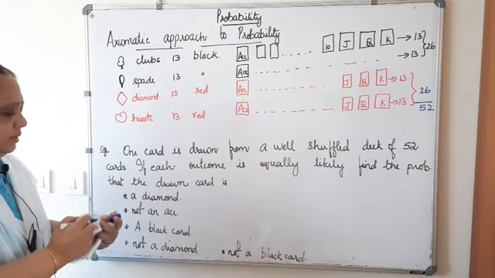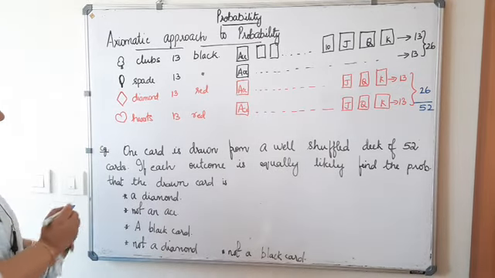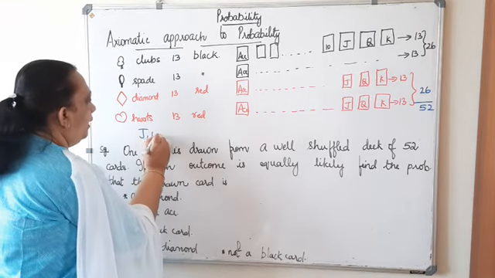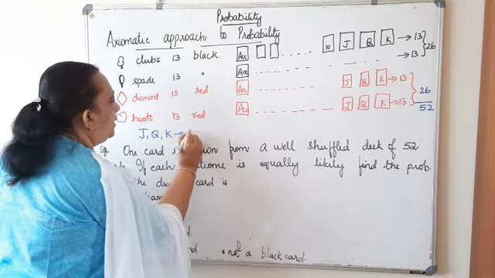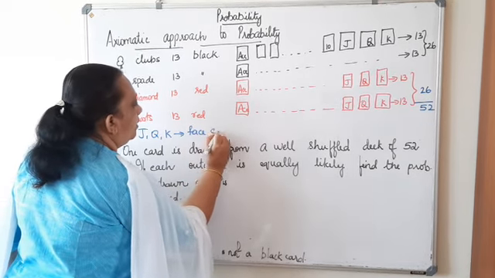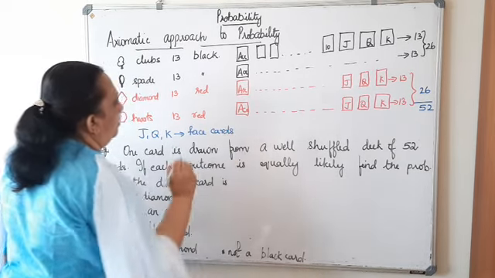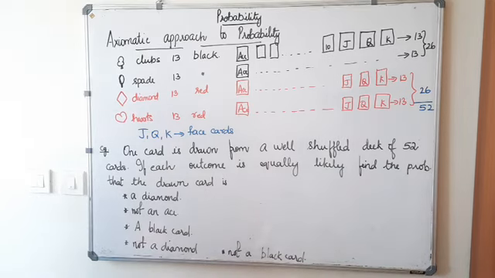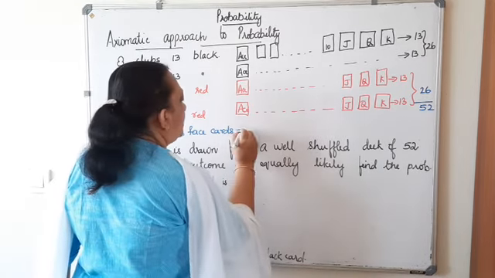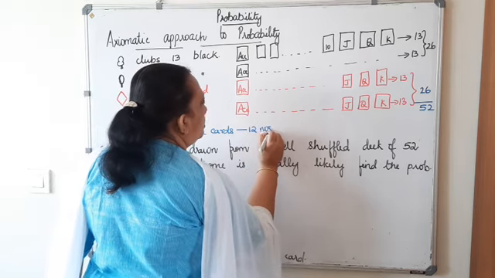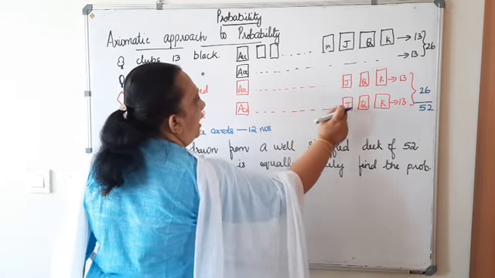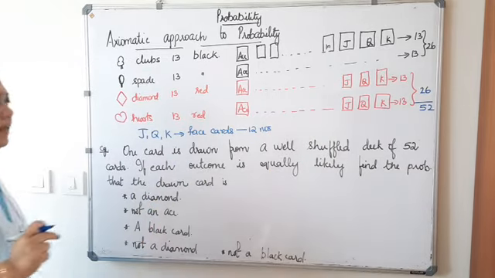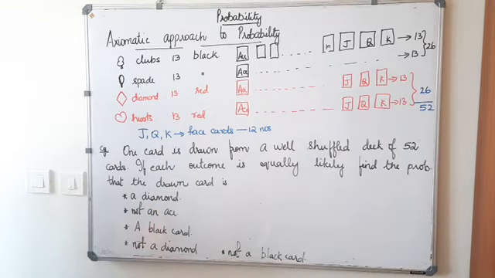Now, Jack, Queen, King are called the face cards, and that is 12 in number. 3 plus 3, 6 plus 3, 9 plus 3, 12. All of you are familiar with the pack of cards, but Joker is not included.